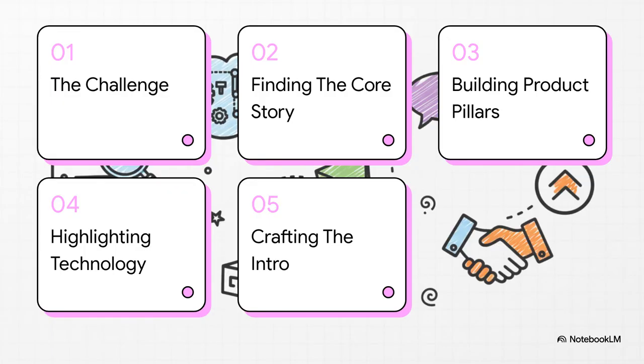So, how do we tear down that wall? Well, we've got a simple 5-step plan to turn all that chaos into a really clear and powerful pitch. We're going to look at the challenge, find the core story, build product pillars, highlight the key tech, and then finally craft that killer introduction.